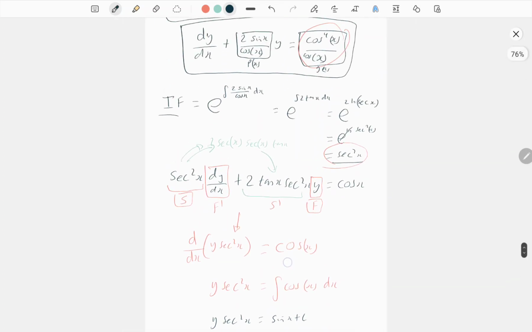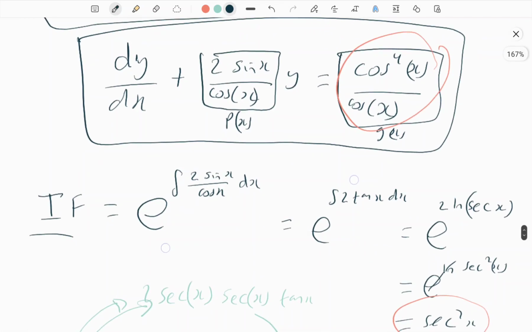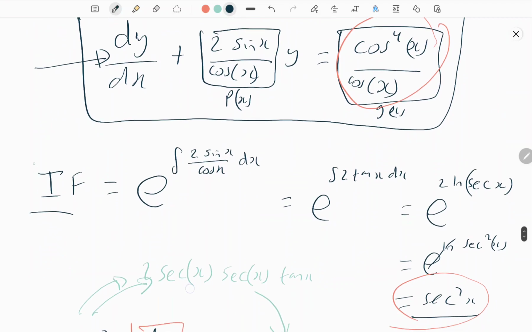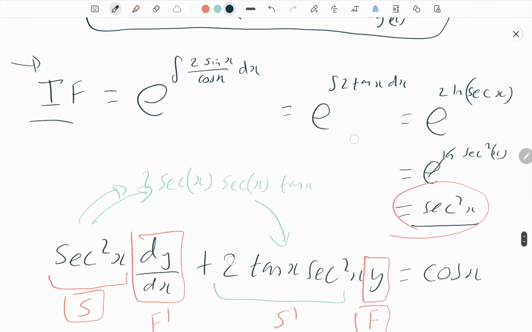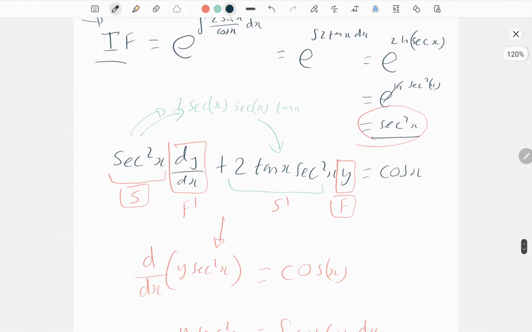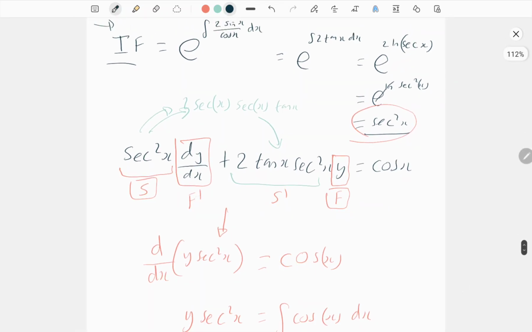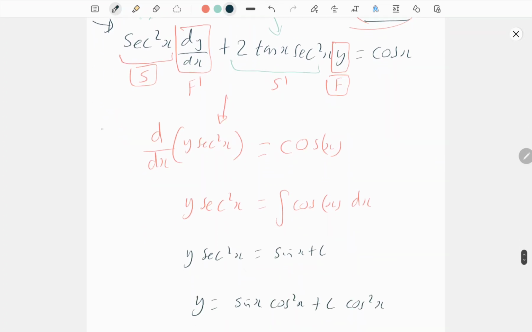So what did we do? We had our differential equation. We made sure you first put it into the correct form, because it has to be in this form for you to use this method. We found the integrating factor. We then multiplied the whole equation with the integrating factor, and then went to solve it by integrating.